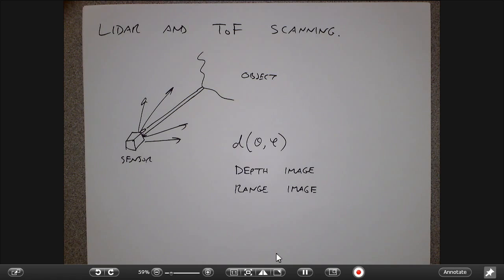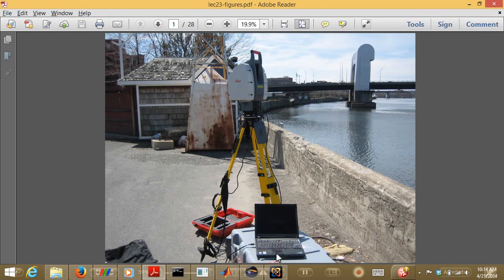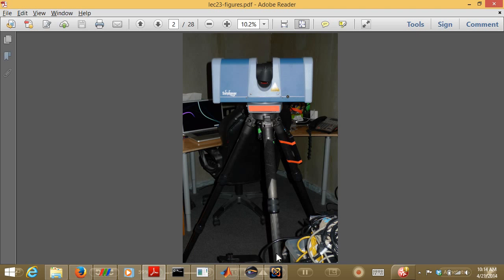Okay, so like I showed you, this is an example of one such laser scanner, and this is another kind of laser scanner. I'm going to talk about the distinction in a second. Some of these scanners are what you call pulse-based, and some of them are called phase-based. We'll talk about what that means on paper in just a second.